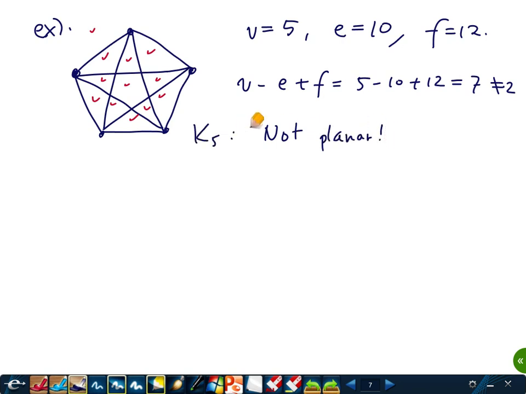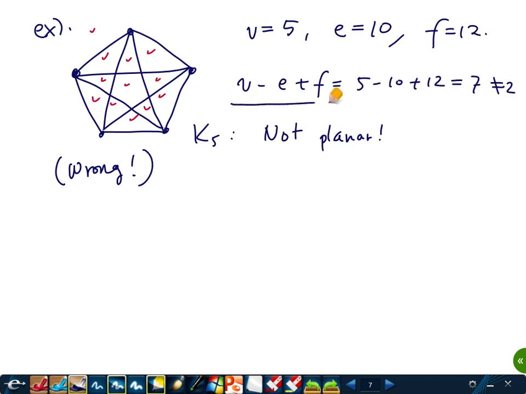K5 is not planar. What do you think? Are you satisfied with this proof? A very simple proof, isn't it? Very simple and nice, only it's wrong. The only problem is it's wrong. This is not a correct proof. This is incorrect.